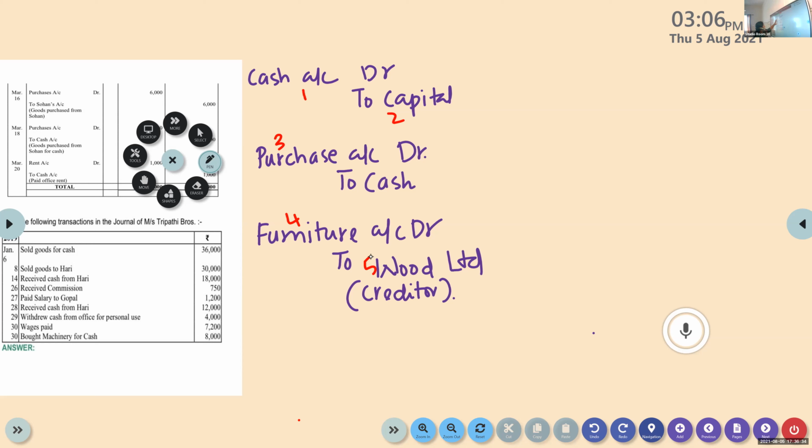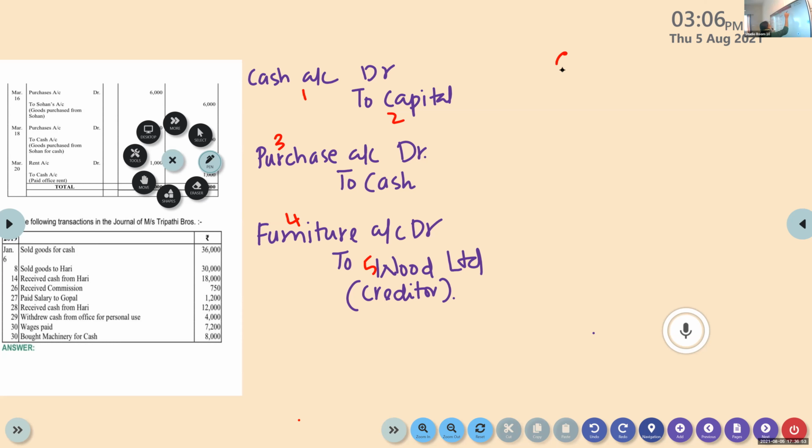Cash account debtor to capital. We will be preparing a cash account. Then is it required to prepare it again? No need. We will write it in the same cash account, the next transaction. Furniture account debtor to Wood Limited. So 1, 2, 3, 4, 5 accounts. We have to prepare 5 accounts.